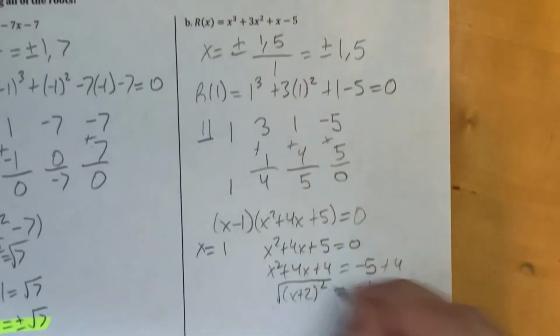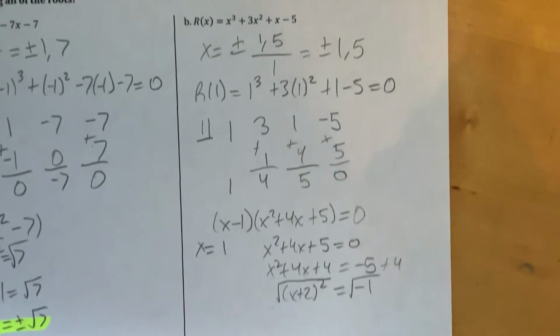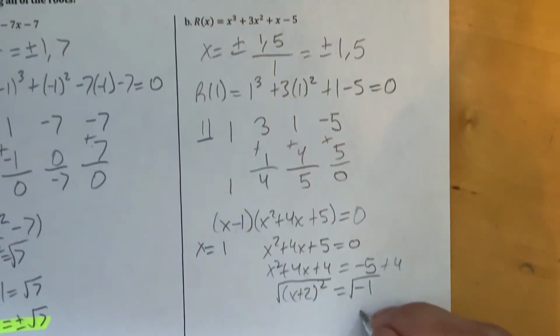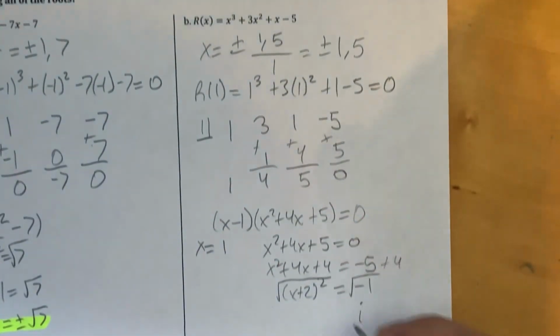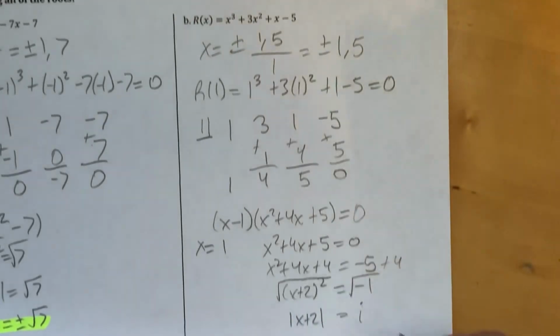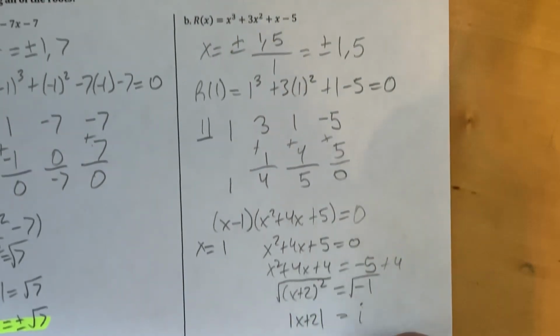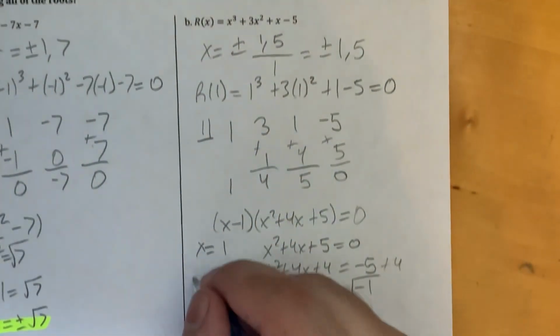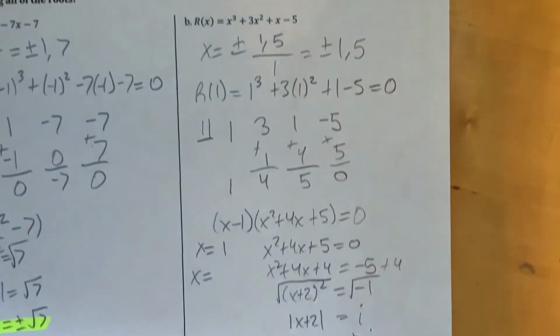Then I'm going to take the square root of both sides. Oh, square root of negative 1. Where can I immediately change that to? An i. So x plus 2 equals plus or minus i. Subtract 2, and x equals negative 2 plus or minus i. So I have x equals 1 and x equals negative 2 plus or minus i as my roots.